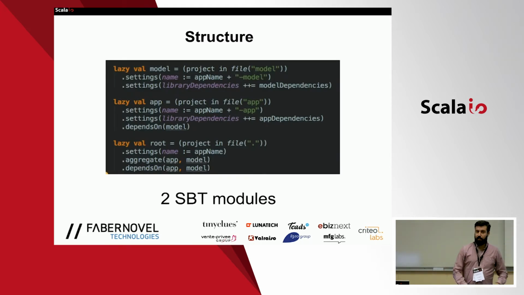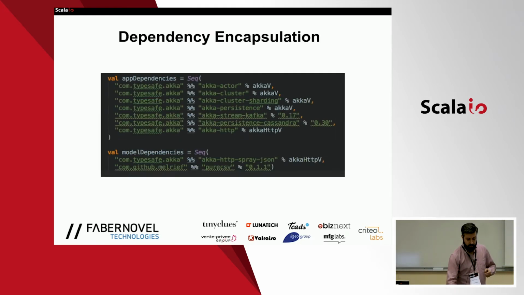So let's see now some code. We are going to model our application with this structure. We are splitting the application in 2 different SBT modules. On one hand, we have a model module containing all the public API we want to expose for services, microservices integration, for instance. And additionally, we have a different module for the application. That allows us to have different or isolated dependencies.